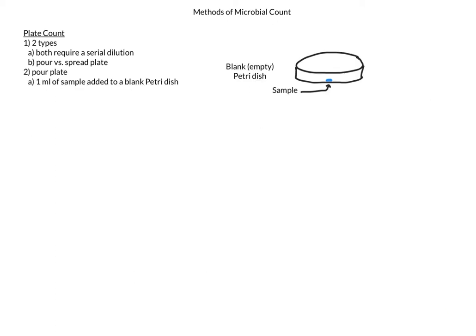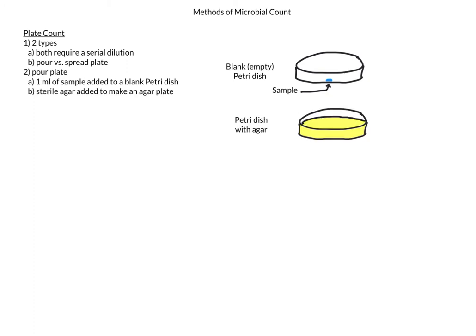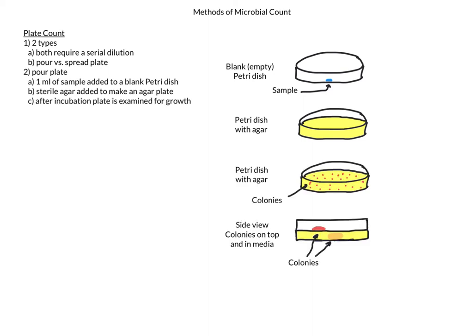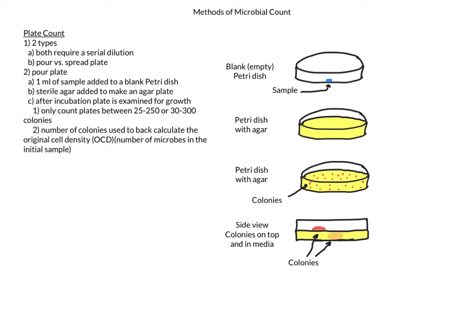In the pour plate, a small amount of the sample, about 1 ml from each tube, is placed in a blank petri dish and sterile agar is added to make up agar plates. After incubation, the plates are examined for growth. Note that we only count plates that have between 25 to 30 and 250 to 300 colonies. The numbers depend a bit on who you ask. We can then use the numbers of colonies to back calculate original cell density, or OCD, or the number of microbes in the initial sample.